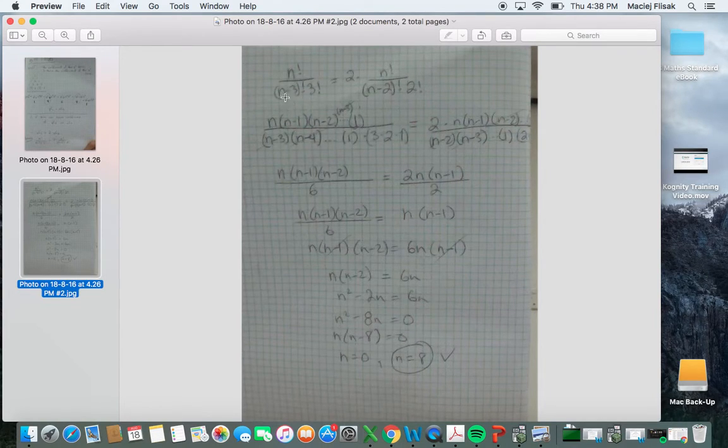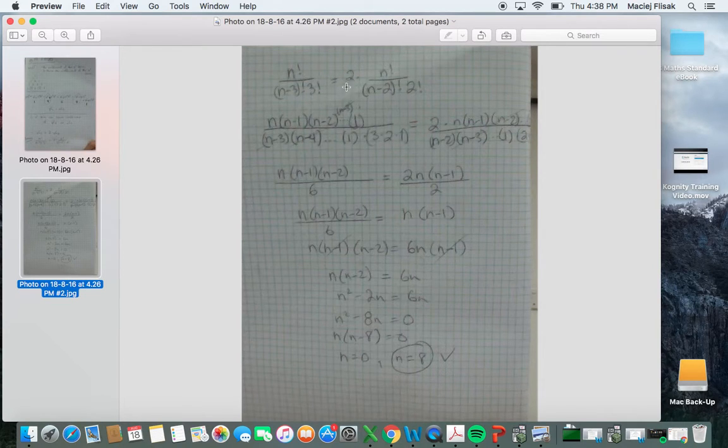Then on the bottom we have n minus 3 factorial. So that's just a number that's 3 less than n, and that number is a factorial, so that number is just going to decrease also. So n minus 3 times the next lower number, which is n minus 4, and so on, dot, dot, dot, until we get to 1 again. And finally, we have 3 factorial. So that's just 3 times 2 times 1.